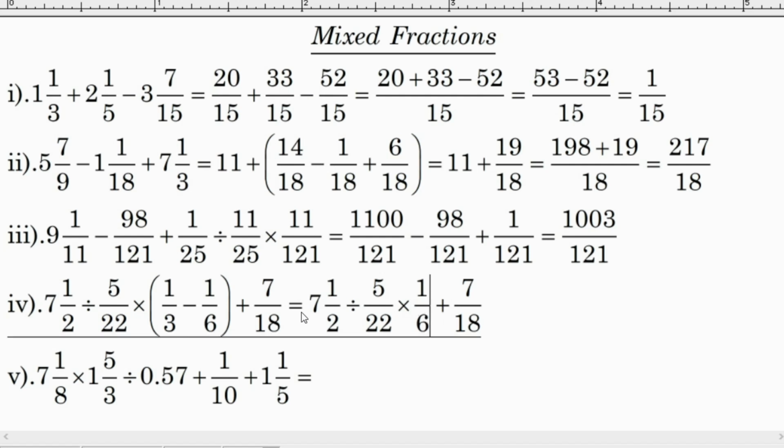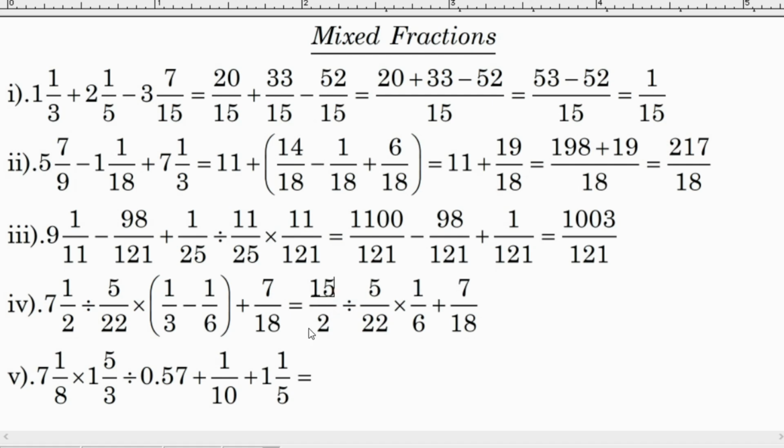Okay, so then what we have to do, we have to turn the mixed fraction here to a normal fraction. So then that will be equal to 7 times 2 equal to 14. 14 plus 1 equal to 15. That will be equal to 15 here divided by 2. And divide by 5 divided by 22. So we will solve it from left to right because they have the same priority here, division and multiplication signs.